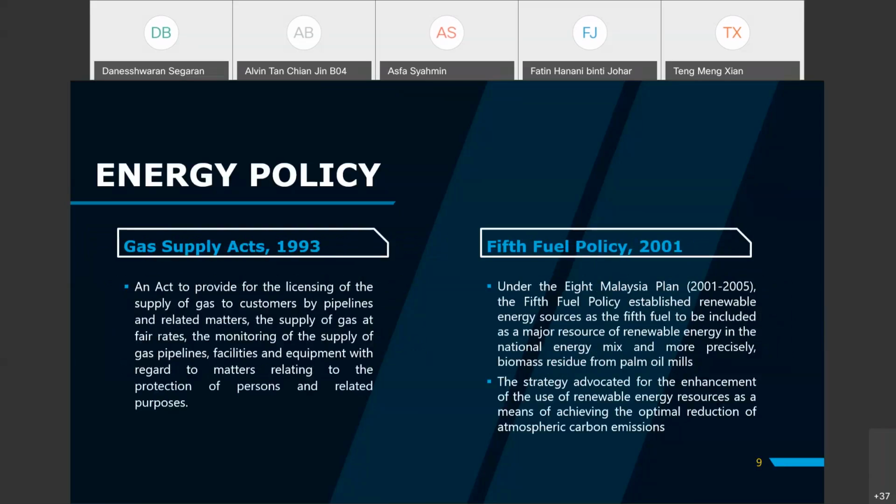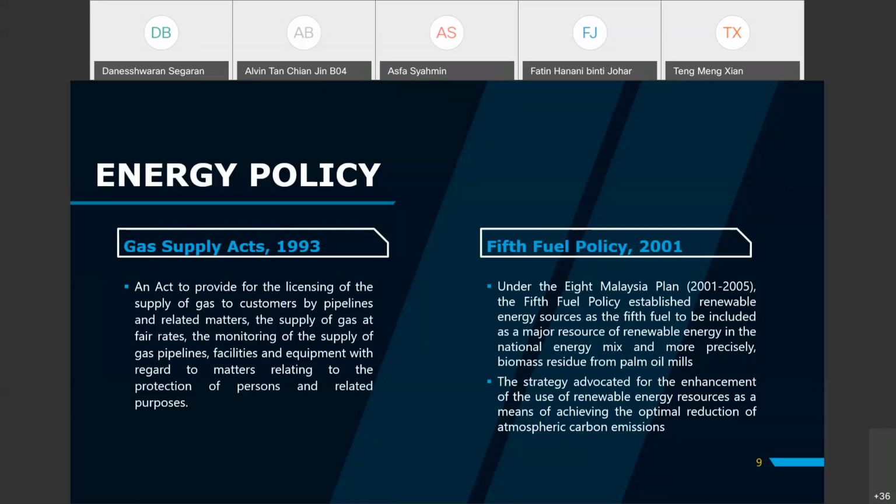The Gas Supply Act 1993 provides for the licensing of the supply of gas to customers by pipelines and related matters. It covers the supply of gas at fair rates, and the monitoring of the supply of gas, pipeline facilities and equipment, with regard to matters relating to the protection of persons and related purposes.